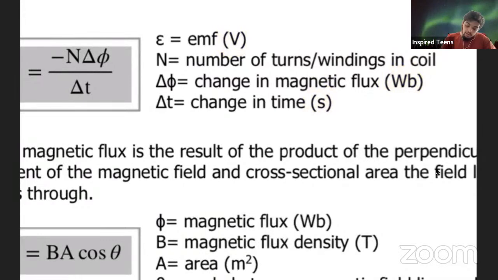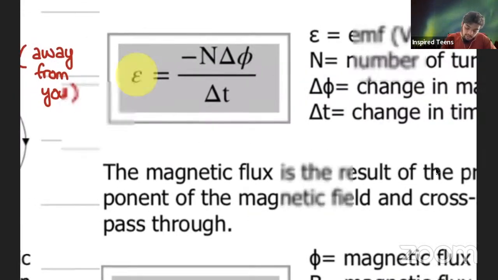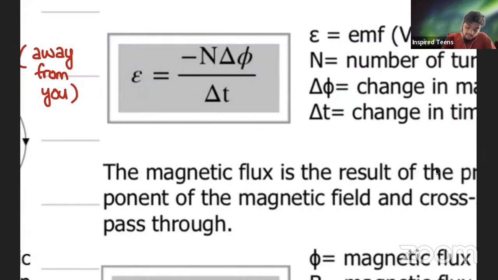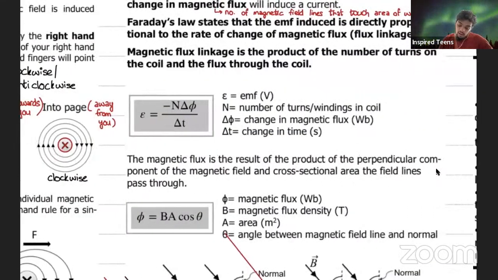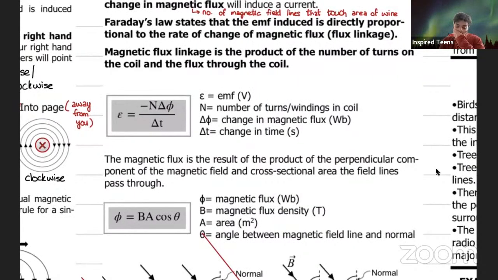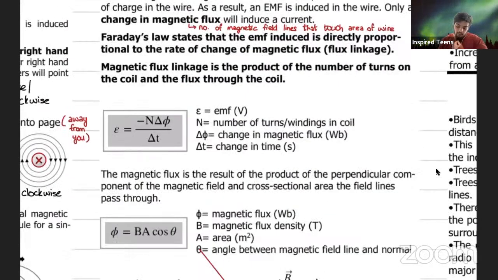Okay, so let's have a look at it in the formula. EMF, the EMF induced, this is the EMF that we're trying to create, is equal to negative N. N is the number of coils, delta phi, meaning the change in magnetic flux, not just flux. Because remember, in order to induce an EMF, you have to have a change in magnetic flux. You cannot just have magnetic flux. And then divided by delta T, which is the time, basically. Okay, then let's move on.